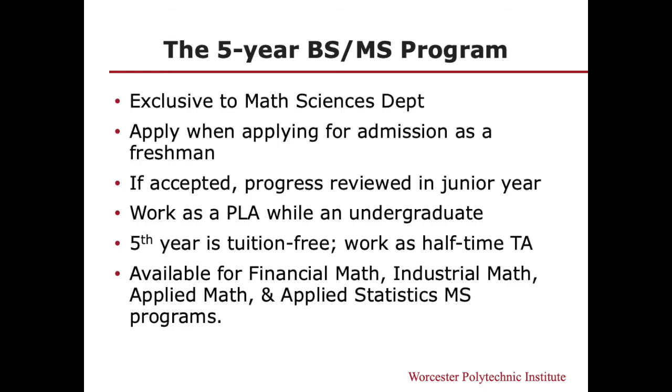And the choice for master's programs are from financial math, industrial math, and applied statistics. And it's done in 5 years. It's feasible in 5 years because there are some undergraduate upper-level courses that can count towards some master's degree requirements, and there are some master's courses that can double count down to some undergraduate degree requirements.